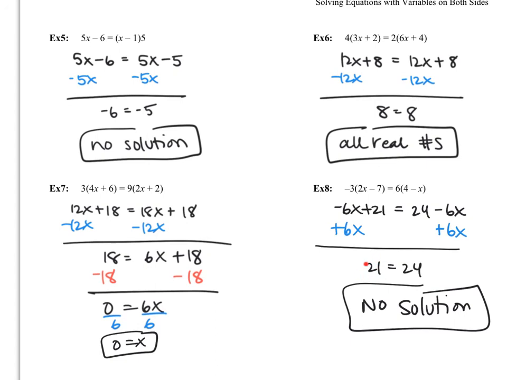Be careful, if you had this as a negative 21, you're probably still going to get no solution, but you would have had a precision error along the way.